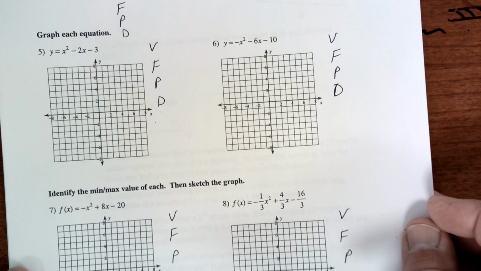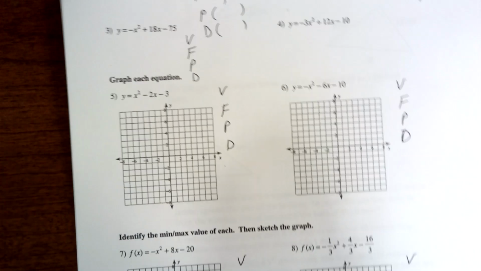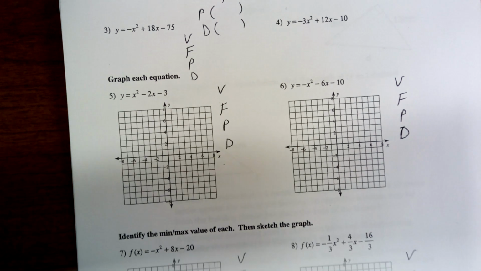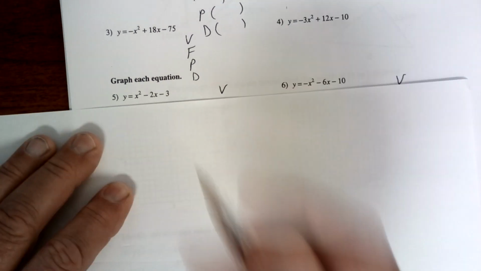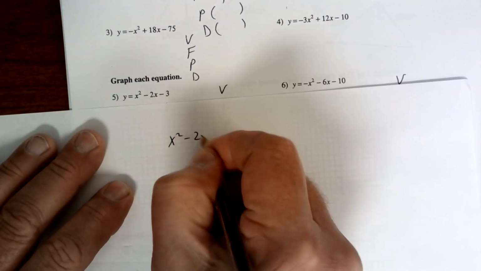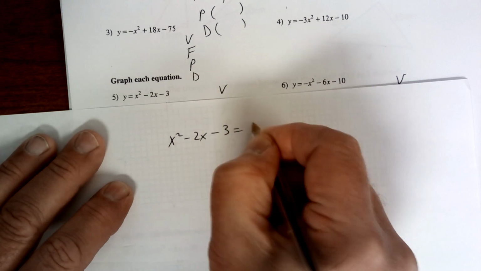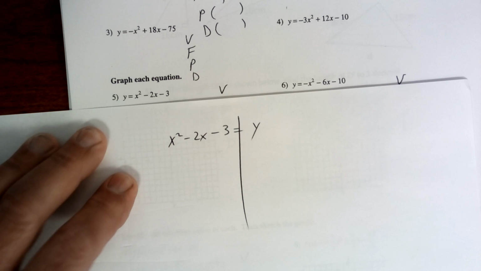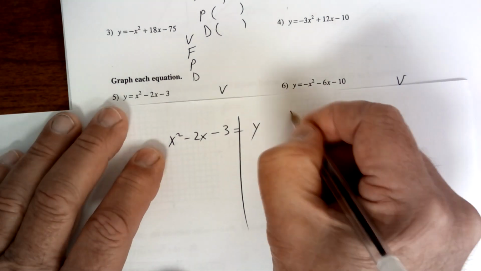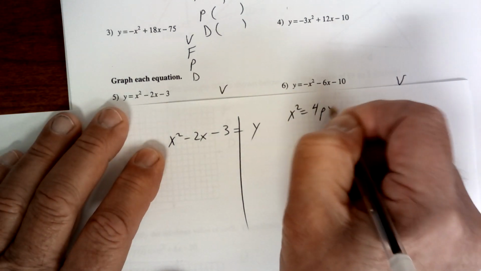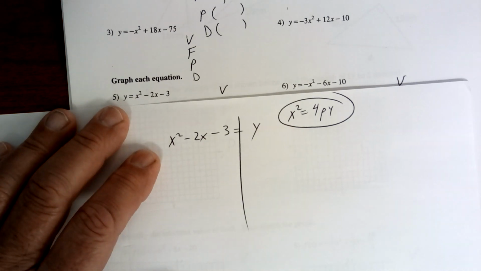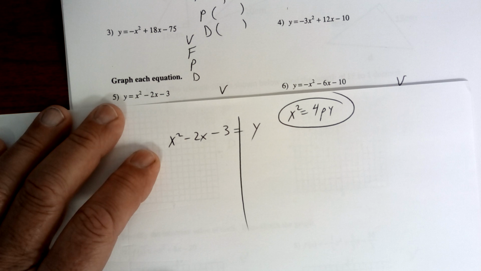Okay? So I'm going to try one with you, number 5. Let's graph it. Copy this down. X squared minus 2x minus 3 is equal to y. First thing I want you to do is set that up. Now write down your formula. X squared equals 4py. Got to memorize that. Use your notes, okay?